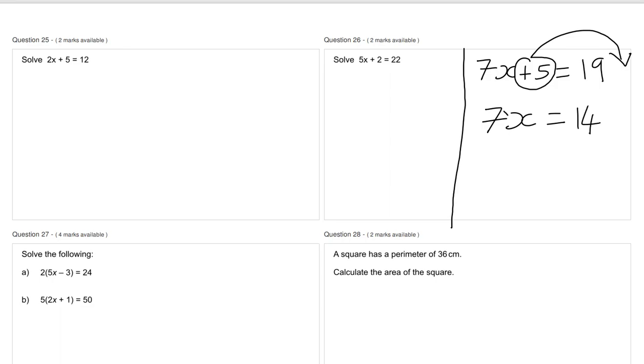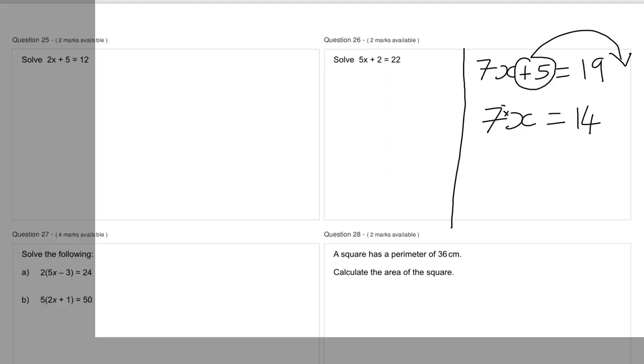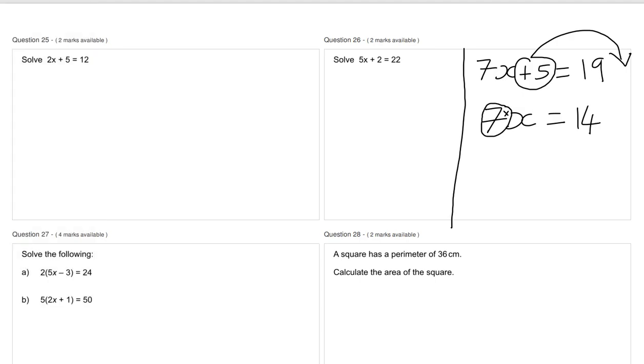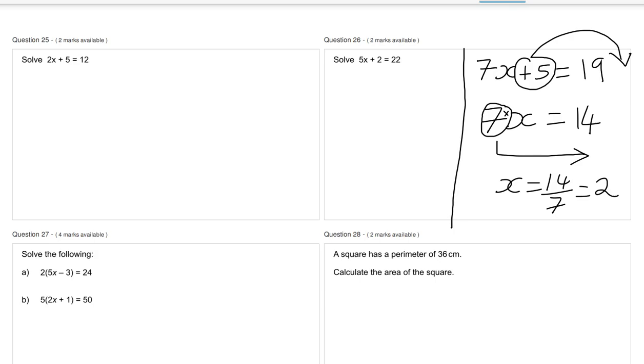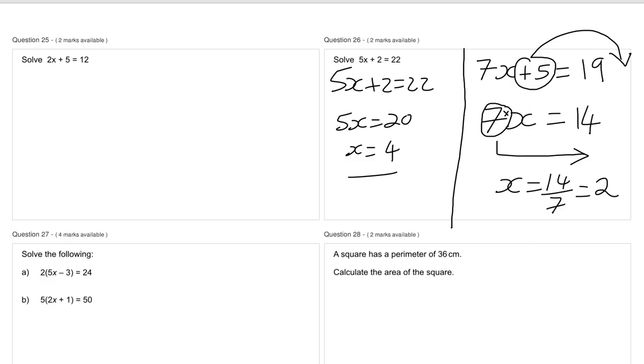Now, 7x is really 7 times x. So to get x on its own, I need to divide by 7. I bring the 7 down to the other side. It becomes a divide. x equals 14 divided by 7, which is just 2. So I end up with x equals 2 as my answer. Have a go at question 26 now, and when you're ready for the answer, press play. Here is the answer. It's also x equals 2.